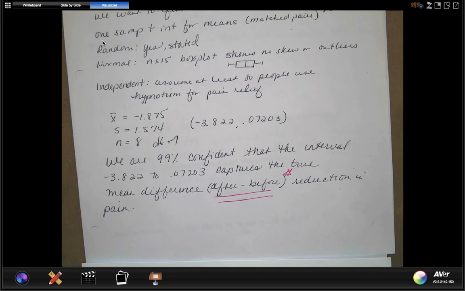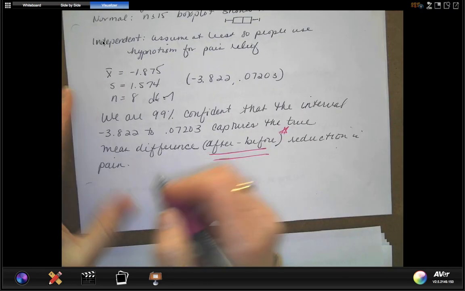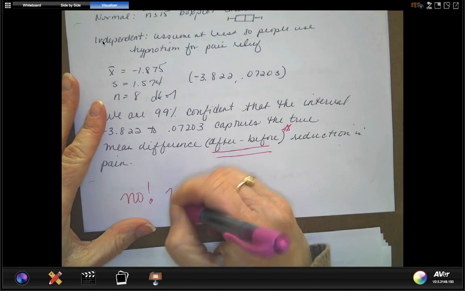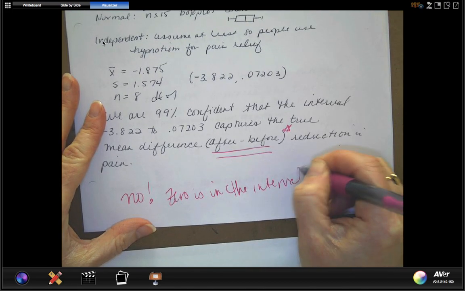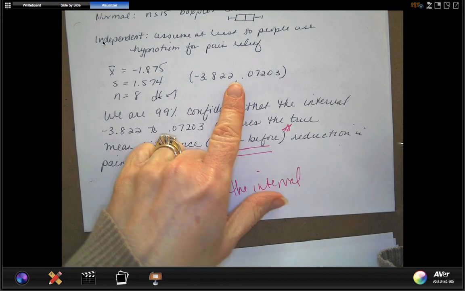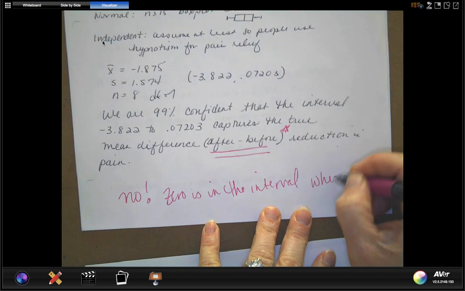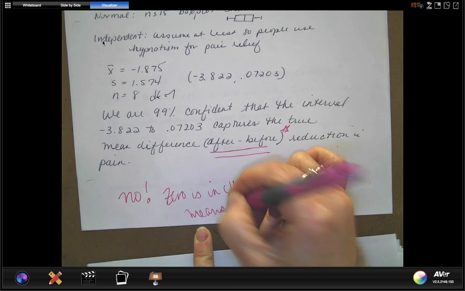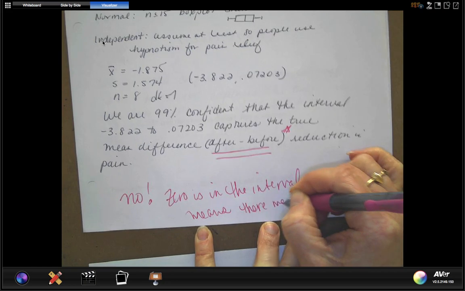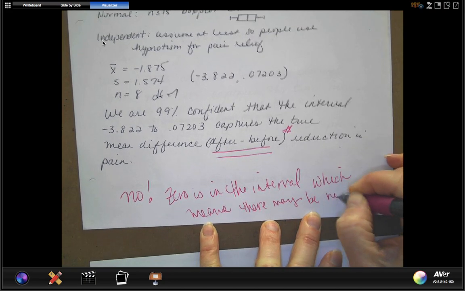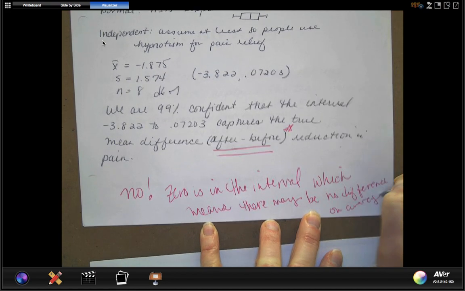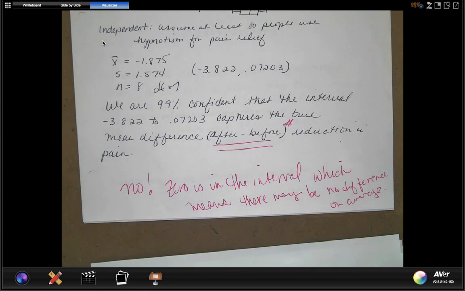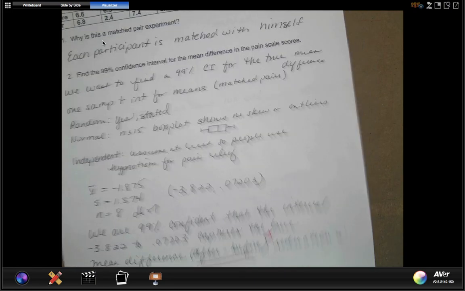So here's my question to you. Can we say that hypnotism reduces pain? So no. 0 is in the interval. So 0 is a possible value. 0 is in that interval, which means there may be no difference on average. Again, this is on average. Some people it did get better, some people didn't get better, but on average, 0 is in that interval. So on average, I'm saying there's not an improvement, okay?